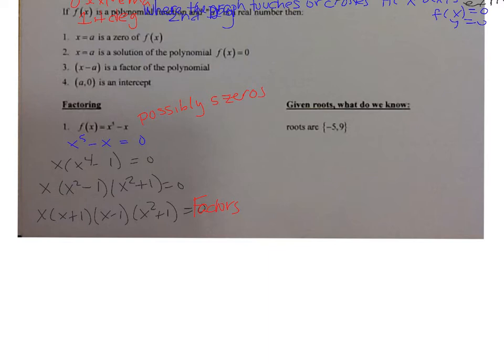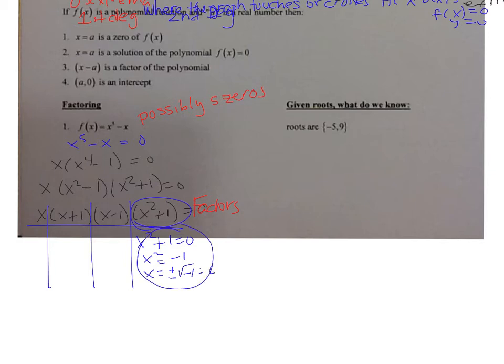Now, when I draw my t-chart, I do this. Now I'm going to find my zeros. So let's just take a look at this one here first. X squared plus 1 equals 0. So when you subtract 1 from both sides, you get x squared equals negative 1. Take the square root of both sides, you get plus or minus the square root of negative 1, which is i. So this here would be no real roots.